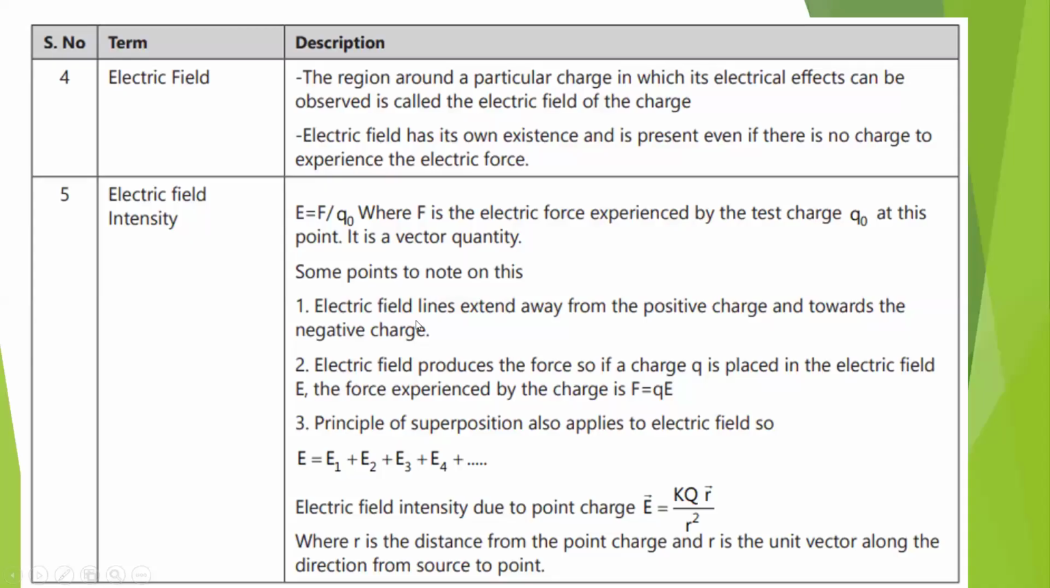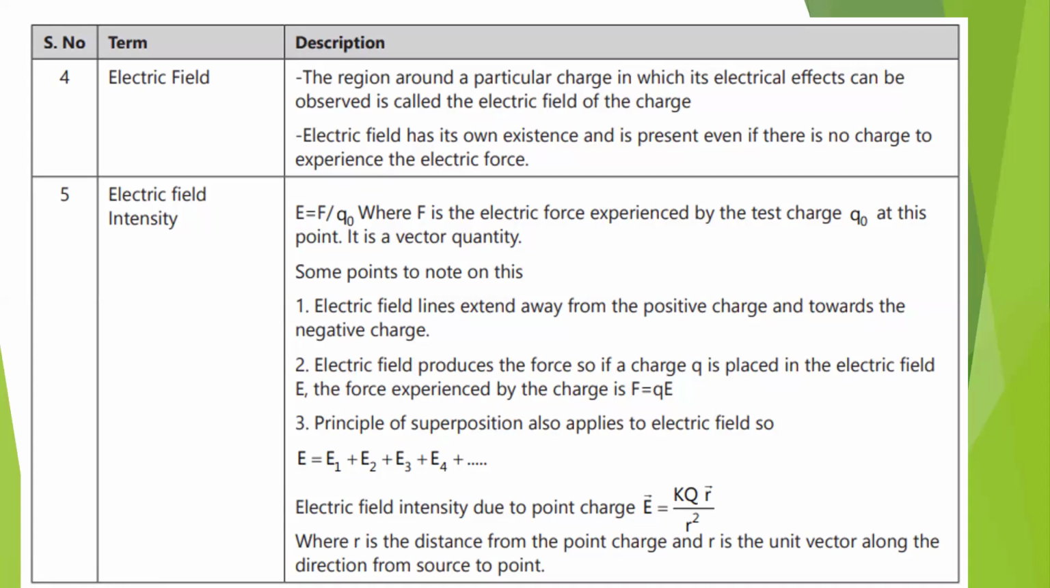Electric field intensity is equal to F by Q naught, where F is the electric force experienced by the test charge Q naught at a particular point. It is a vector quantity, meaning it has both magnitude and direction. Basically, if you want to solve a problem, you have to be very thorough with the theory first, because small points may be useful to solve a problem. So there are some points you have to always keep in mind.